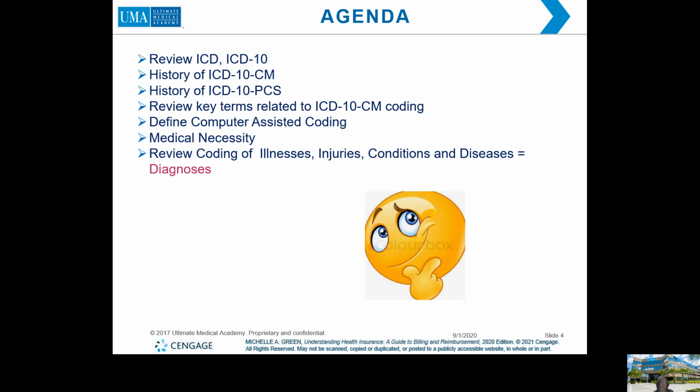So in our agenda, it's going to be the same thing. We're going to review ICD-10, ICD. We'll start off with ICD, and then ICD-10 CM, PCS. The key terms, we're going to actually define what is computer assisted coding. We are going to real quick go over medical necessity. I think you already know what that is. And then we're going to take a look at what are illnesses, what are injuries, what are conditions, what are diseases. And we need to know what those are because those are diagnoses.